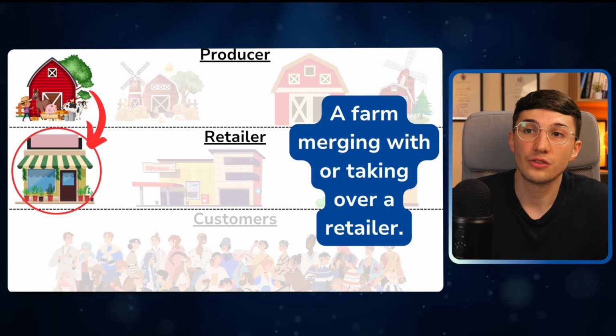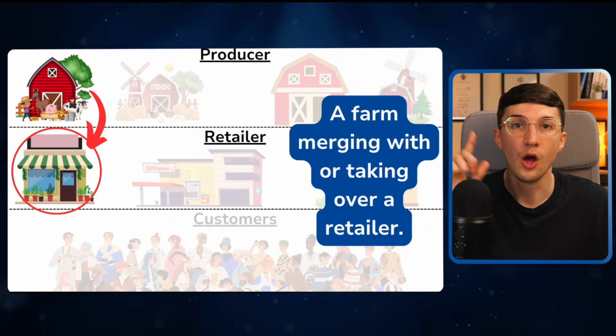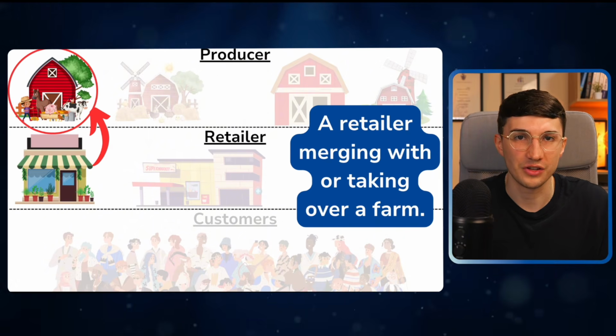So an example could be this. A farm may decide to take over a retailer. That is forward vertical integration. Or the retailer taking over the farm, that would be backward vertical integration.